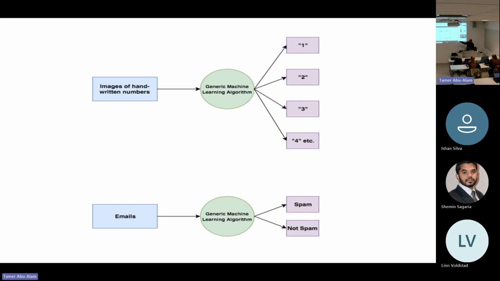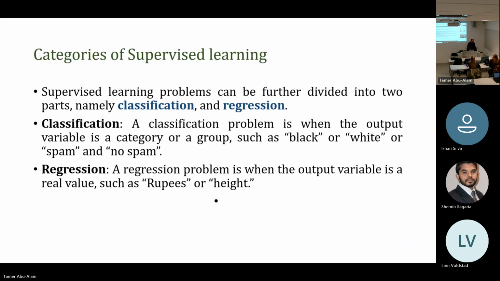Or, for example, the email: it reads the email and looks for some word, and if it finds this word, it will be spam. If it doesn't find it, then it's not spam. It's again supervised machine learning. I think, yes, this is the last slide before the break.